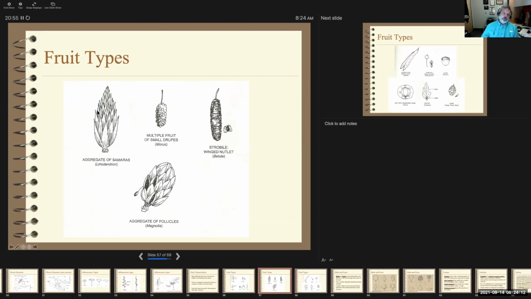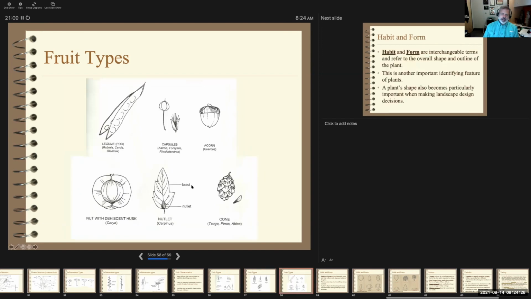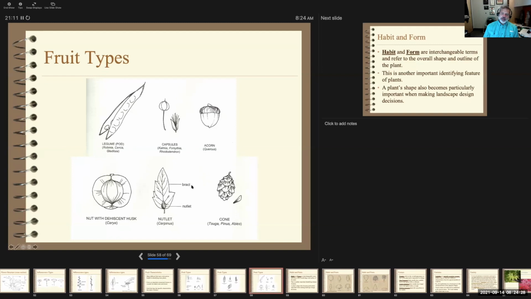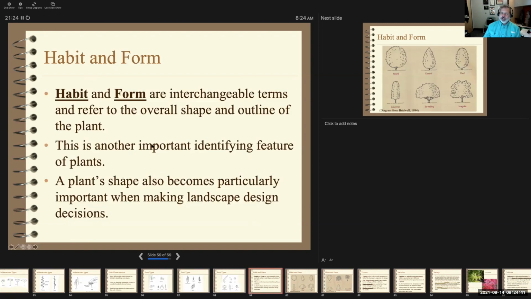Maybe you're familiar with this aggregate of samaras that are often what we see on the Tennessee state tree, the tulip poplar, or like an aggregate of follicles. This is like a southern magnolia, different magnolias that you see. And so just knowing some of these different fruit types is important. I think a lot of people are familiar with acorns. That would be Quercus or oak trees. So habit and form, these are interchangeable terms.